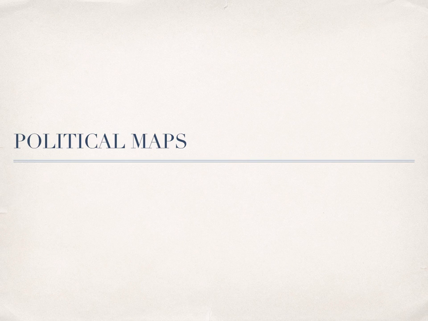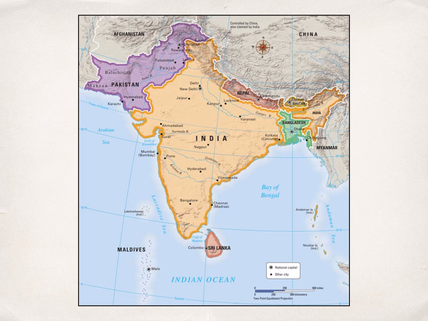Political maps. Here you have a political map of the Indian subcontinent. You should be able to identify the various nations on the Indian subcontinent. So look for Pakistan, India, Bangladesh, also Nepal and Bhutan, which are nestled in the Himalaya Mountains in the north. And in the south, you should be able to locate Sri Lanka and the Maldives archipelago.